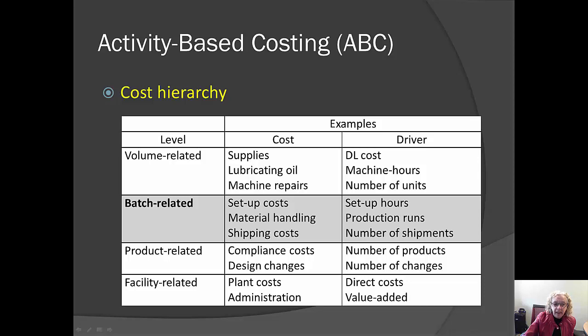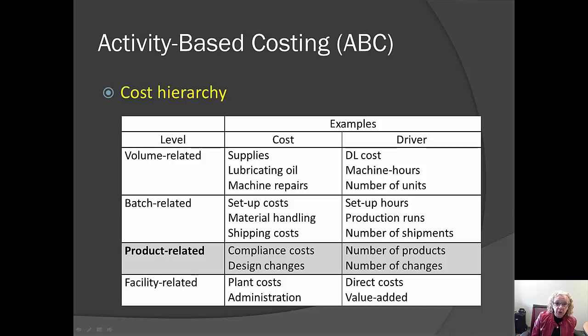Some of our costs may be product related. In other words, they don't occur for every unit or even every batch, but they occur for each product, regardless of how many units of that product we make. Compliance costs are the costs to comply with various regulations, and many industries, industries that make food, pharmaceuticals, chemicals, have to comply with regulations, and there is a cost to that compliance, but it only happens once per product, not once per unit or once per batch.